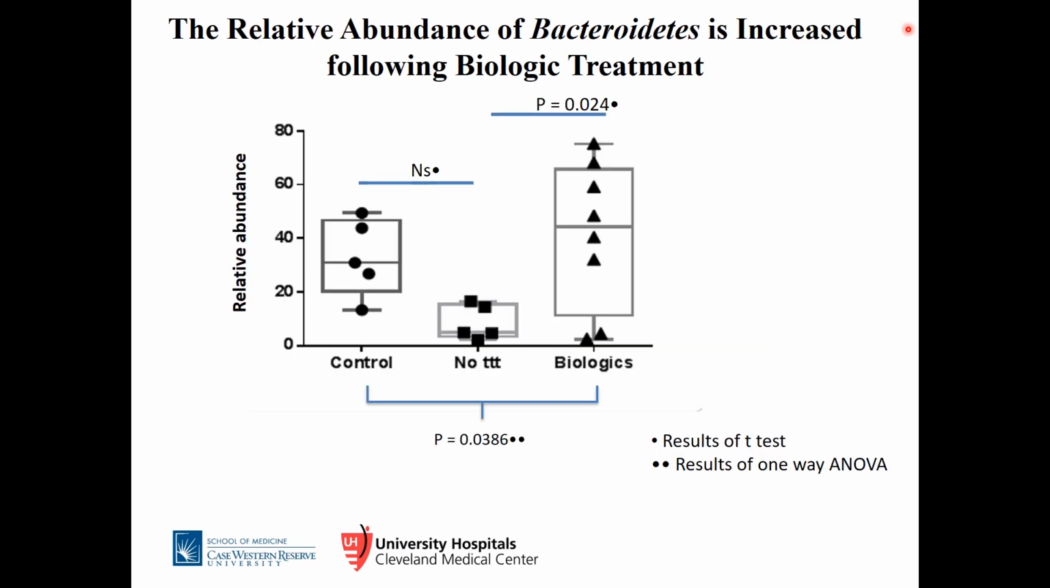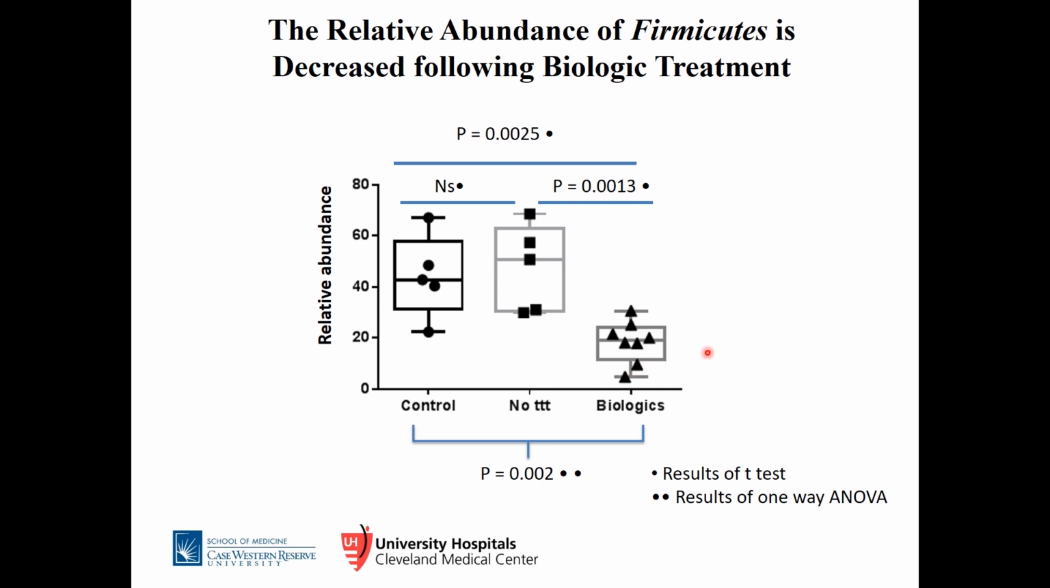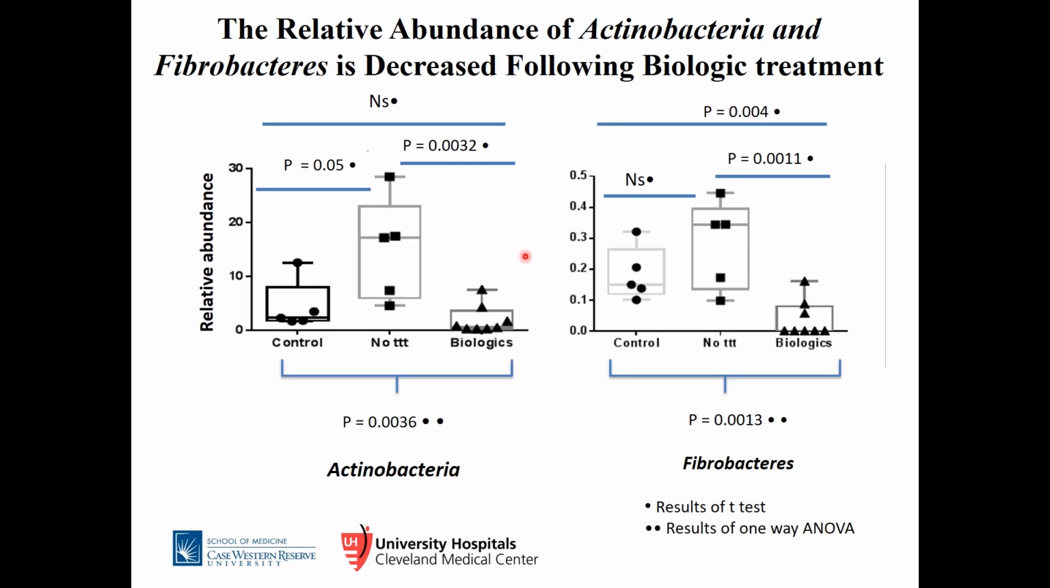Statistical analysis of Bacteroidetes abundance demonstrates no significant difference between control and untreated psoriatic patients, but a significant increase in abundance in patients treated with biologic therapy compared to untreated is observed. Biologic therapy also reduced the abundance of Firmicutes in treated psoriasis patients compared to untreated patients and healthy control subjects. Similarly, abundance of Actinobacteria and Fibrobacteres were also significantly altered in patients receiving biologic therapy.